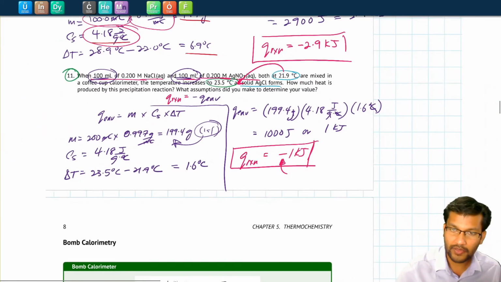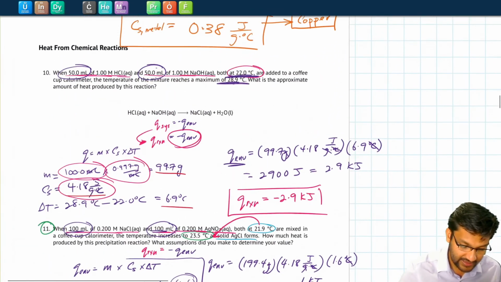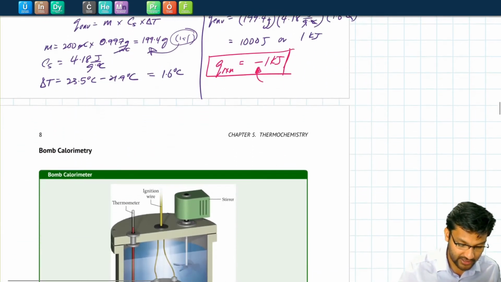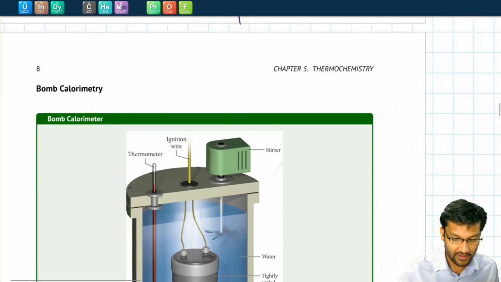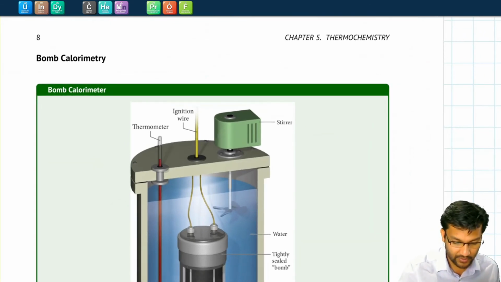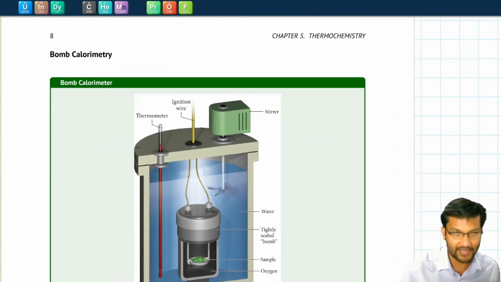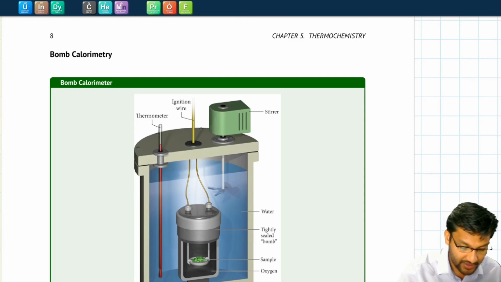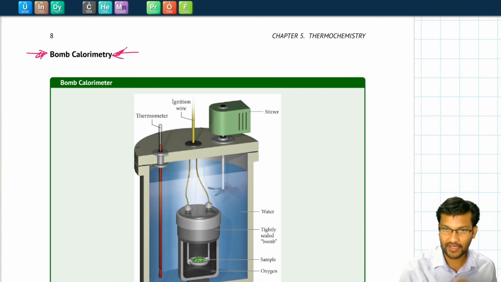All right, that'll bring us to the end of looking at heat from chemical reaction. We're actually going to look at this in a little bit more detail in our next set of lectures. But in our absolute next lecture, we're going to look at bomb calorimetry and some calculations from that.